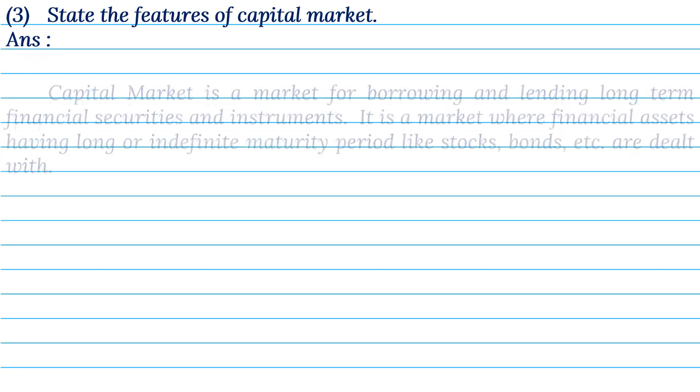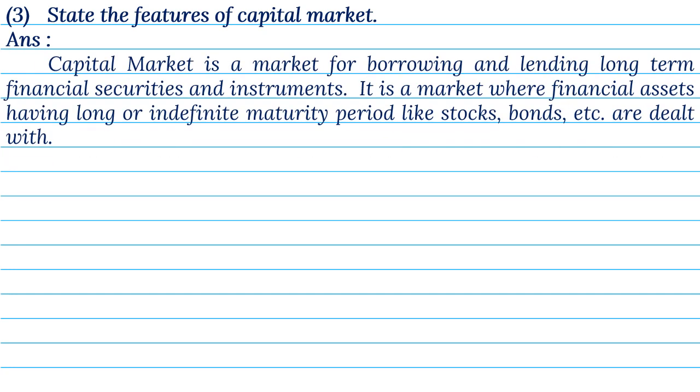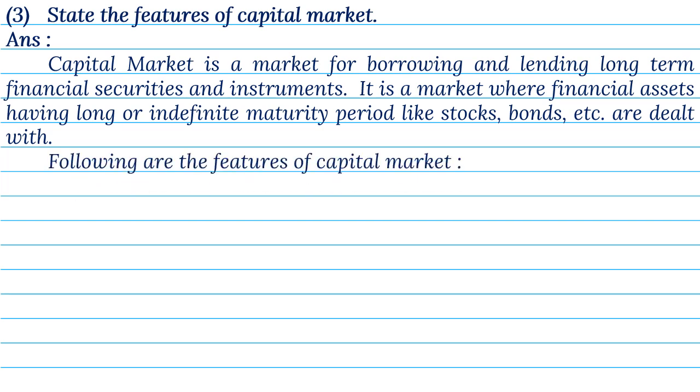3. State the features of capital market. Answer. Capital market is a market for borrowing and lending long-term financial securities and instruments. It is a market where financial assets having long or indefinite maturity period, like stocks, bonds, etc., are dealt with. Following are the features of capital market.